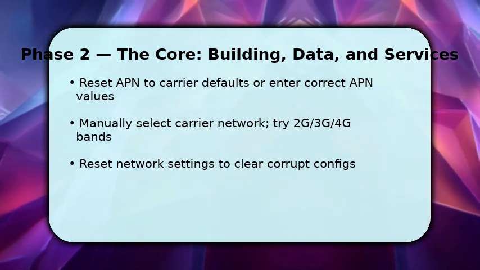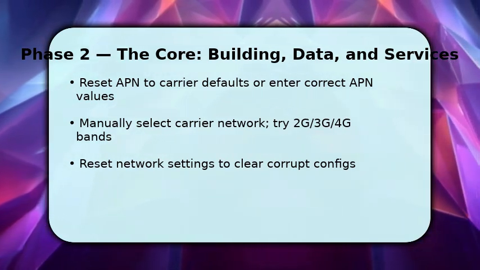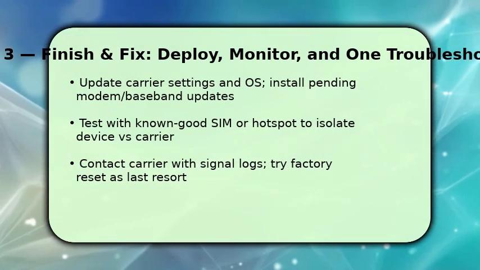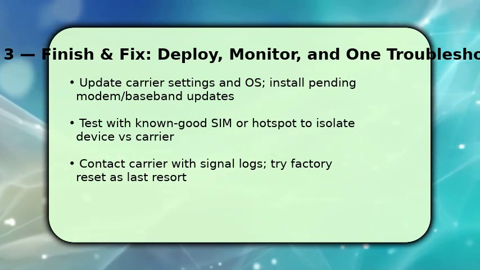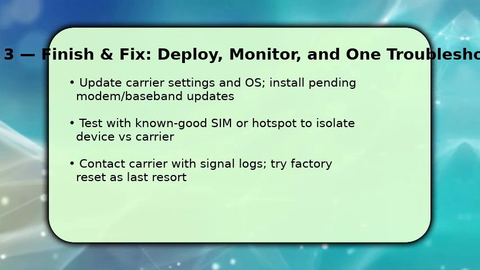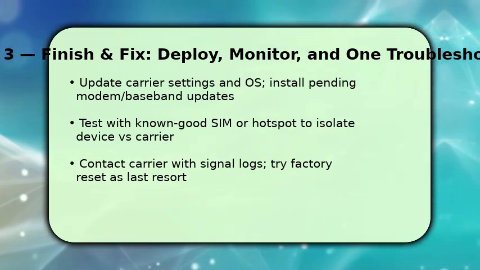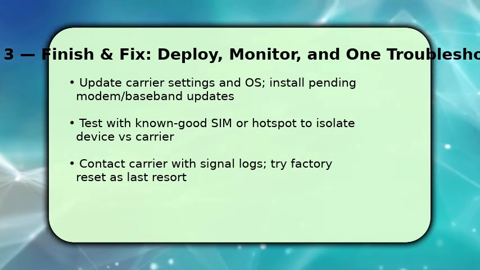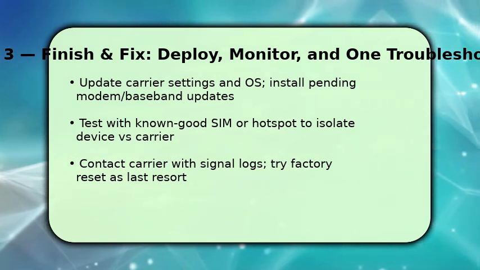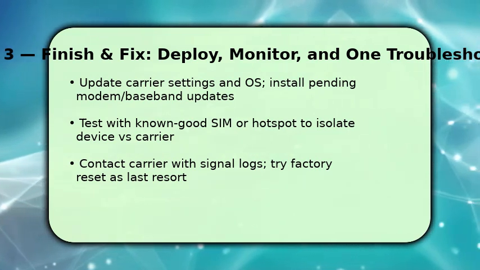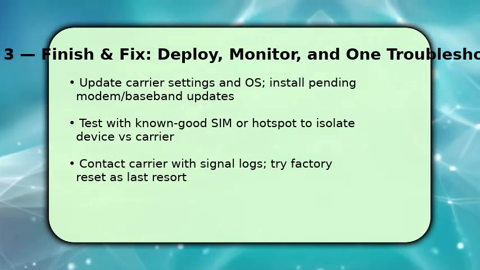Finish with advanced steps. Install any carrier setting updates and OS patches because modem and baseband fixes often arrive that way. If the issue remains, test a known good SIM to separate carrier problems from device faults and try tethering to another phone as a hotspot. If nothing works, collect signal and registration logs and contact carrier support. Make a factory reset only as a last resort, and if it fails, ask the carrier about provisioning or outage on their side.